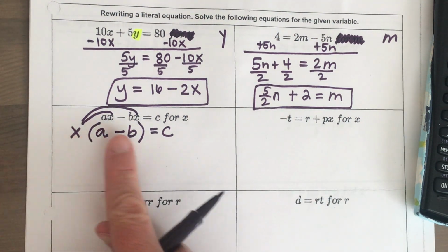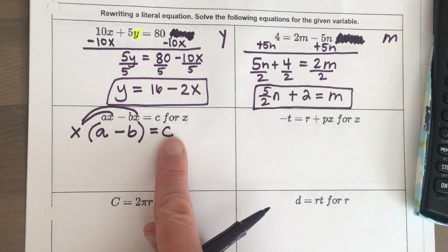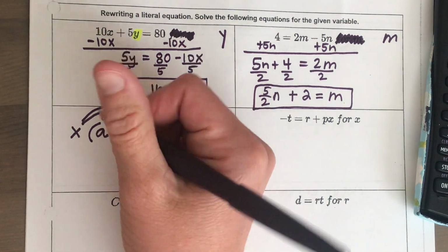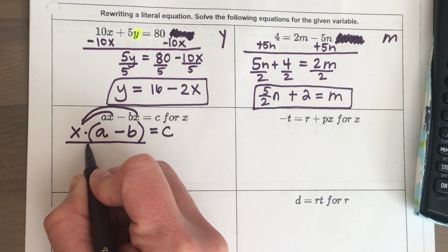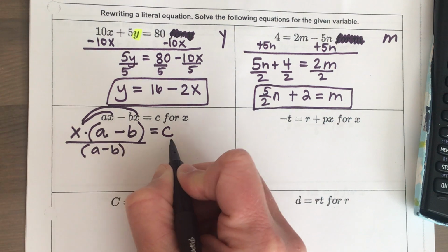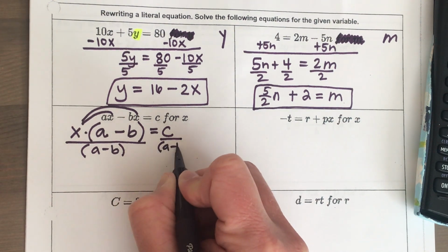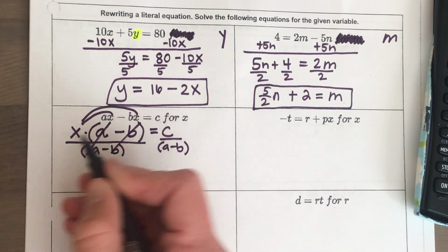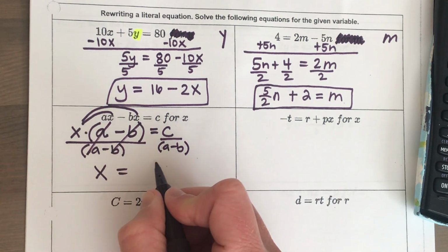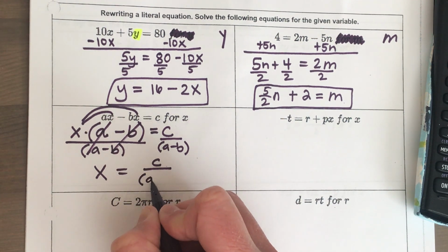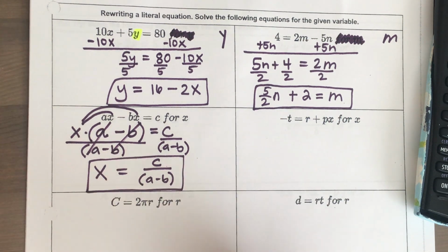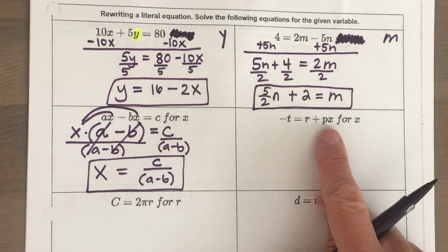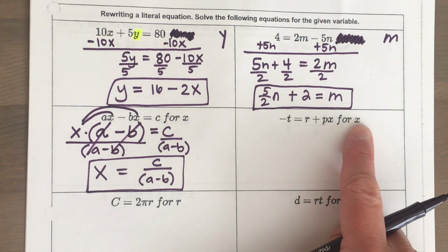Now I have x times this group is equal to c. My main operation with the letter x is a multiply, and so if I divide both sides by the group a minus b, I will have solved for x. Here is the next one. In this equation, solve for the letter x.